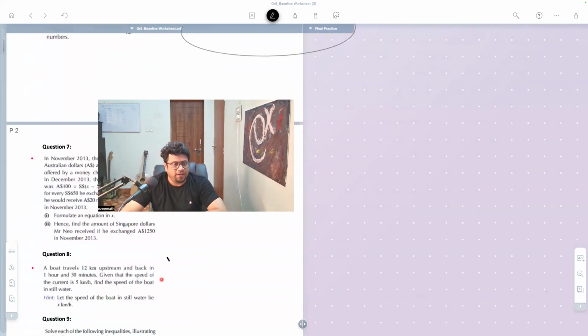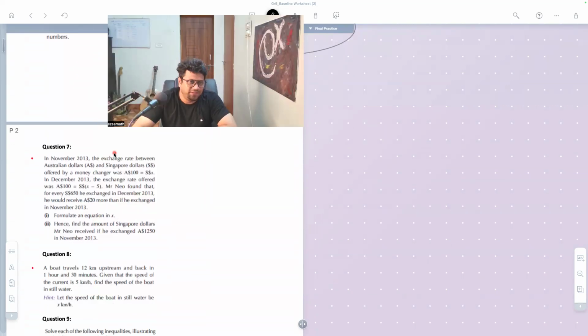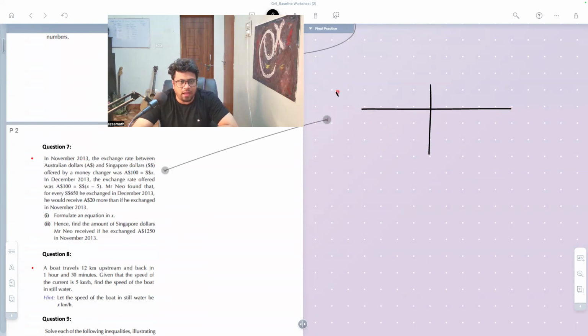That's it. Now let's look at the seventh one, the most difficult out of the whole thing. And we are talking about exchange rates here. Well, let's put up a table quickly. I'm going to put up November here and December here.